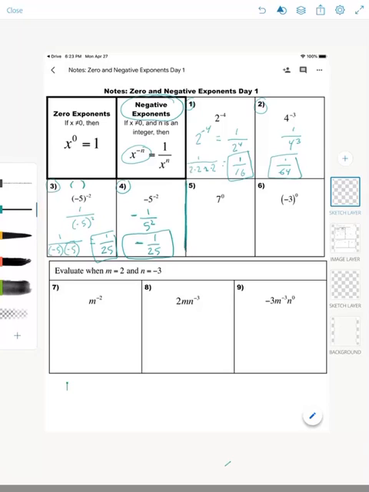Okay, so that's how we deal with negative exponents. We rewrite them as positive exponents and then simplify. Now, starting with number 5 here, we're going to use this other rule that is a very simple rule.